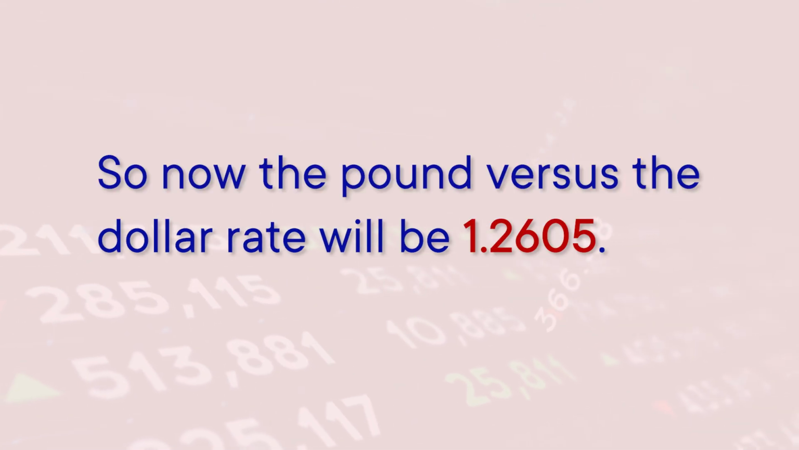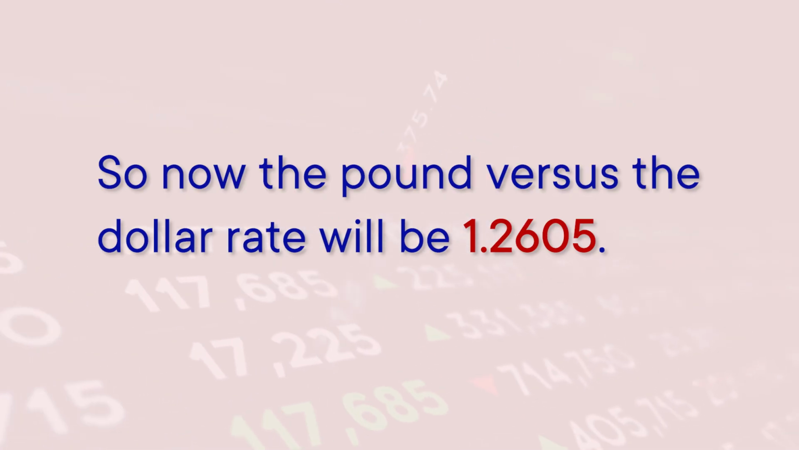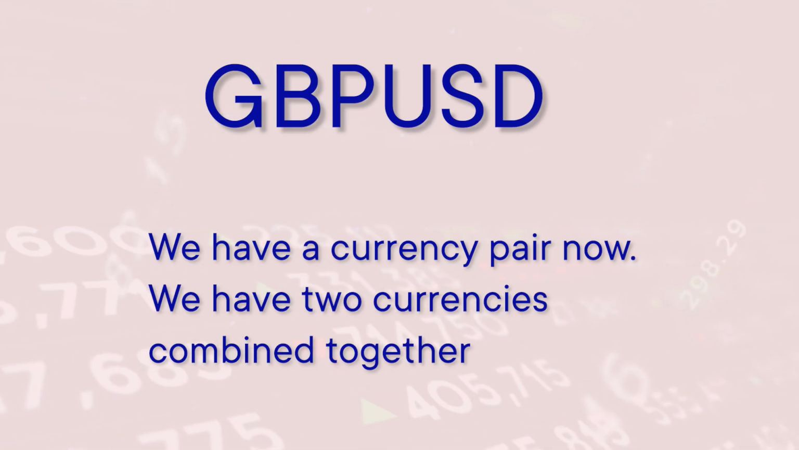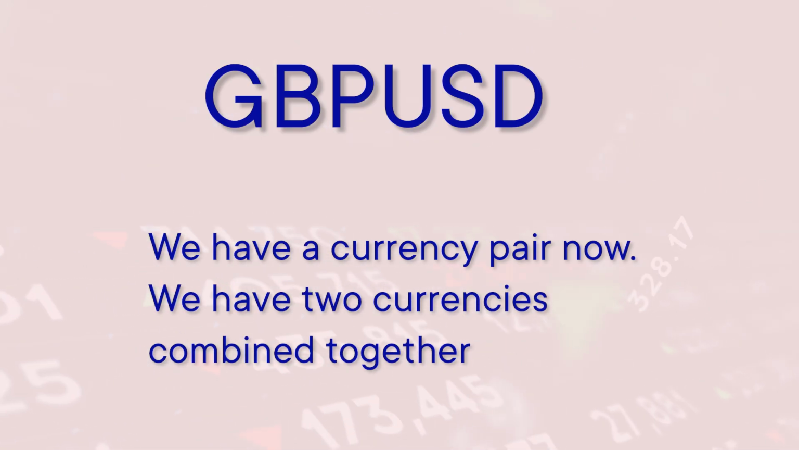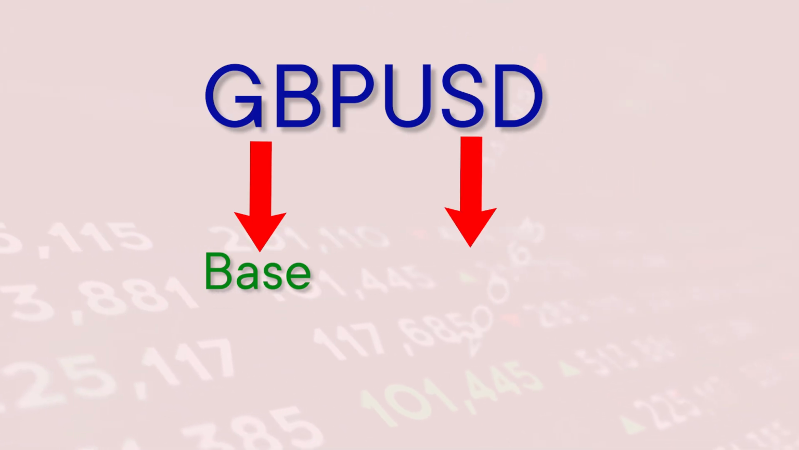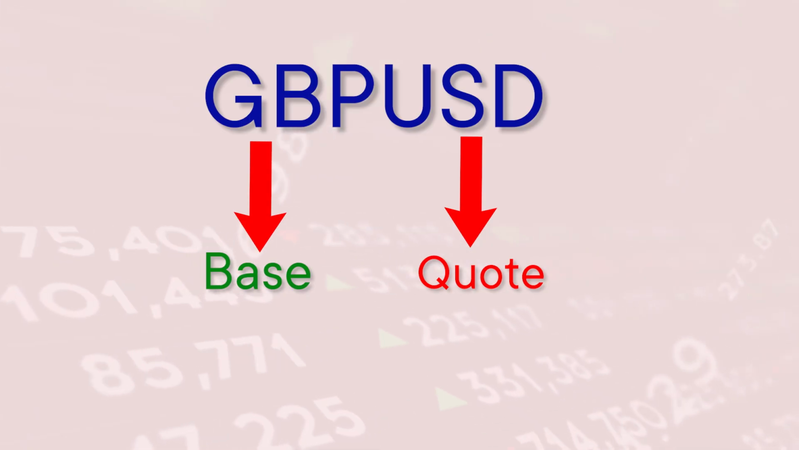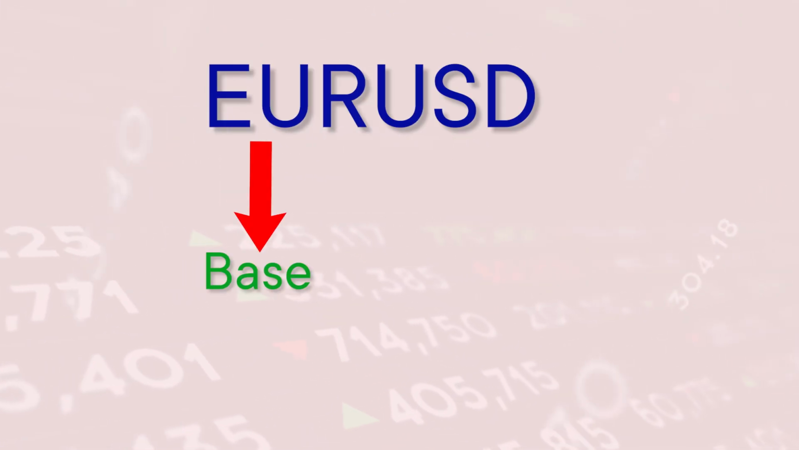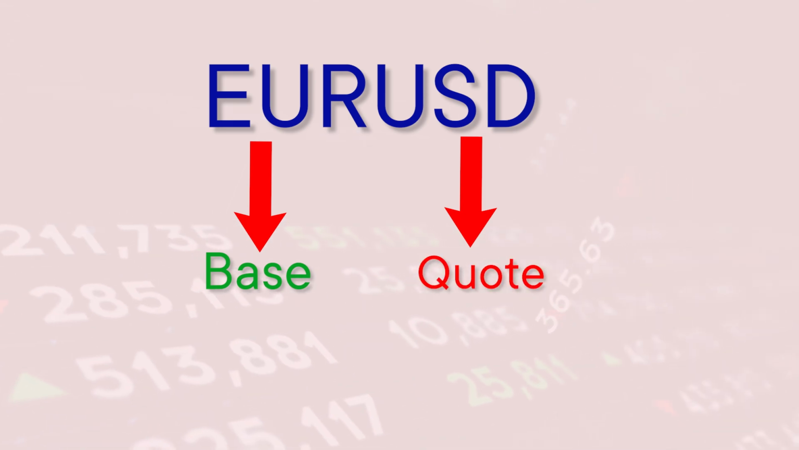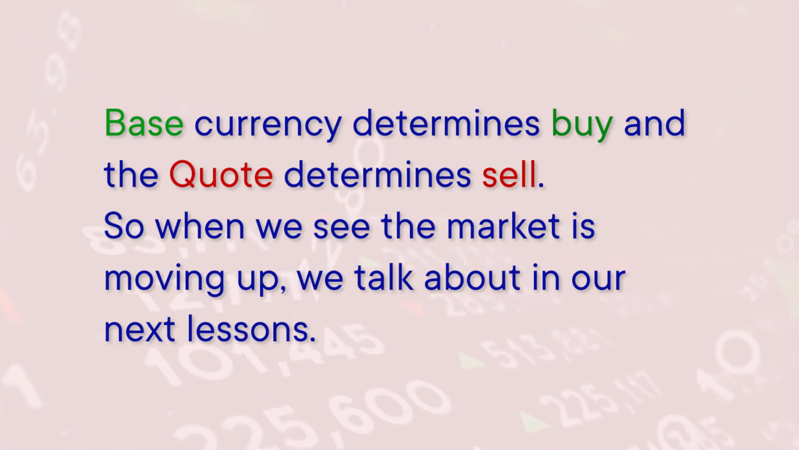Now the pound versus the dollar rate will be 1.2605. So we have a currency pair. We have two currencies combined together, where the first currency is called the base currency and the second currency is called the quote currency. Here we have an example, the euro versus the dollar. The euro is the base currency and the US dollar is the quote currency. Base currency determines buy and the quote currency determines sell.